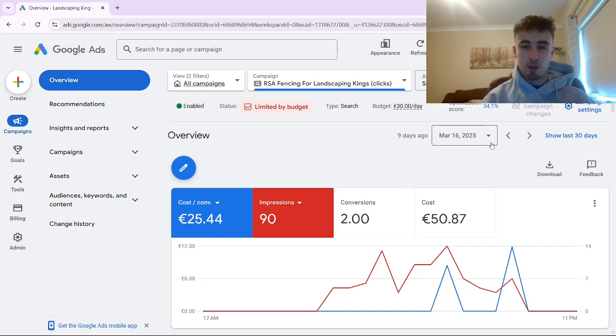So it's a lot easier to look at your budget on the monthly level rather than the daily level, because if you got 10 clicks one day but only 5 clicks the next day, then that's drastically going to affect how much is spent on that individual day.